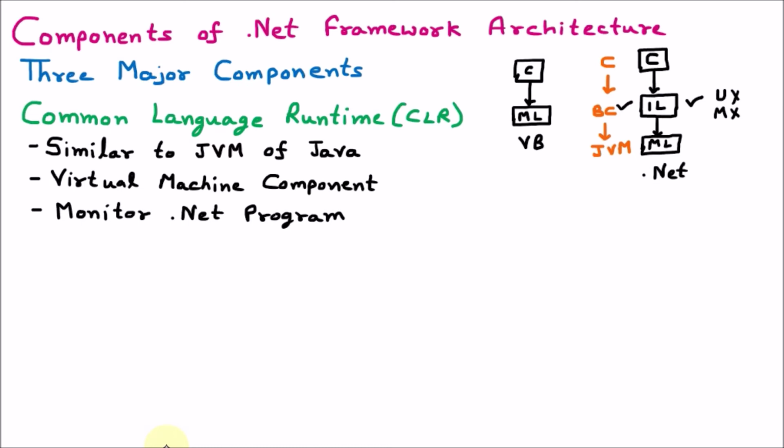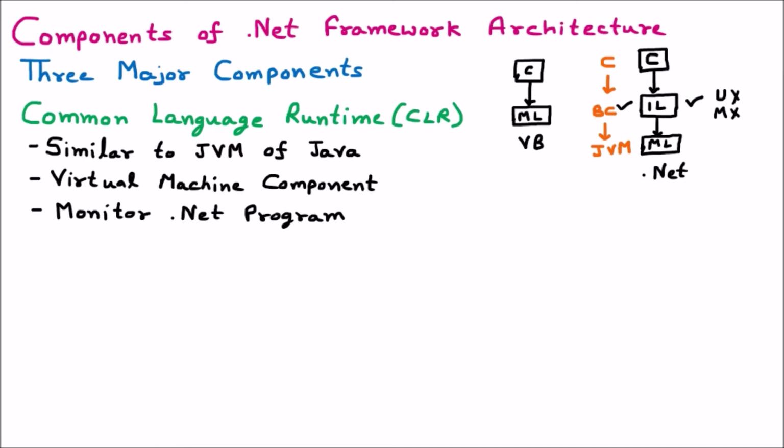So we can say that CLR is a component which is like the Java virtual machine and which is required on a system so that intermediate language can run on the system. Means if you want to run any application of .NET, you need the CLR. It is a virtual component and it monitors the complete .NET program. So this one is the first major component of .NET.